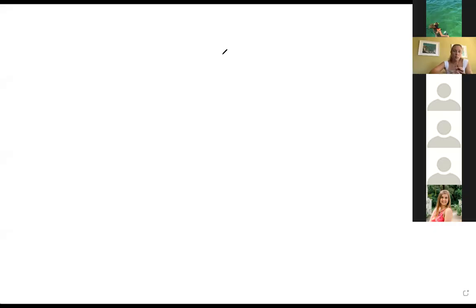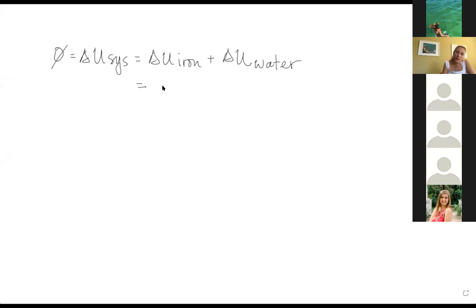All right, so coming back to this whiteboard to work out the problem, we have our change in energy of our system is equal to 0. Our change in energy of our system is going to be equal to our change in internal energy of our iron plus our change in internal energy of our water. This is total change in internal energy. So if we make it specific, this could be our mass times our change in specific internal energy of our iron plus our mass times our change in specific internal energy of our water.